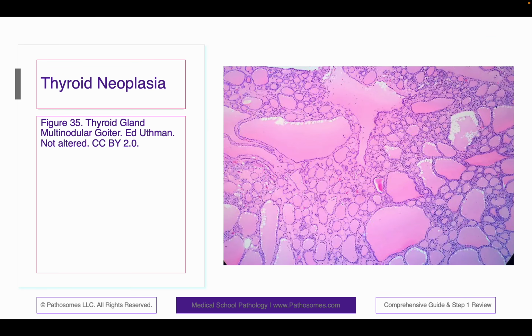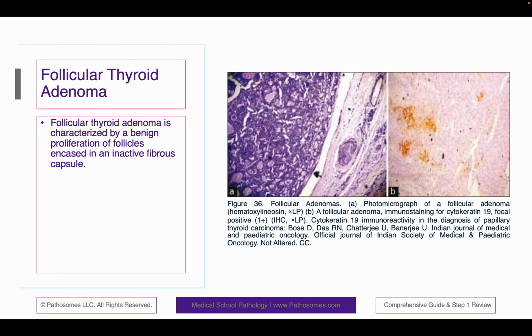So thyroid neoplasia. To the right here we have a multinodular goiter, right? But on this we have a follicular thyroid adenoma, right? Follicular thyroid adenoma is characterized by a benign proliferation of follicles encased in an inactive fibrous capsule.